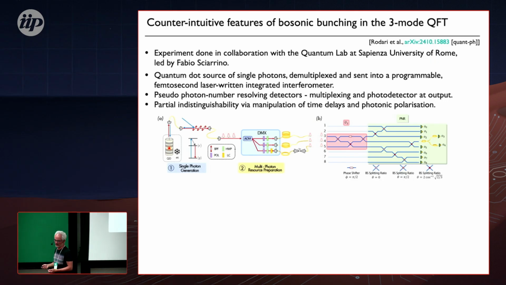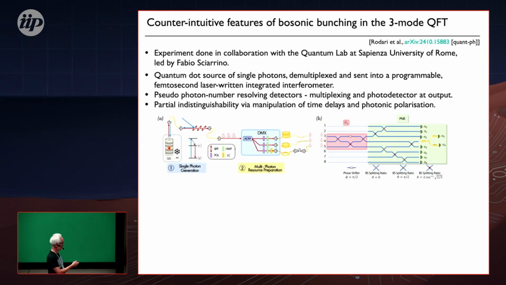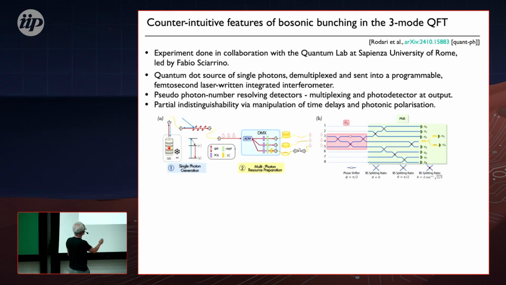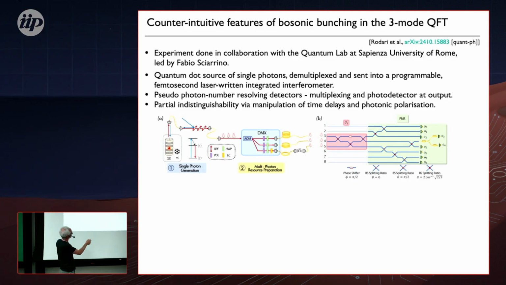And we made an experiment together with, well, I made the theory for an experiment that Fabio Sciarrino performed with his group at Sapienza University in Rome. So quickly, the experiment uses single photons generated by a quantum dot, and then different pulses generate different photons. You delay a few photons so that all the photons come to the chip at the same time. So they were created by the same quantum dot. They enter the interferometer at the same time. It's a 3-mode interferometer. You send a photon here, one here, one here.